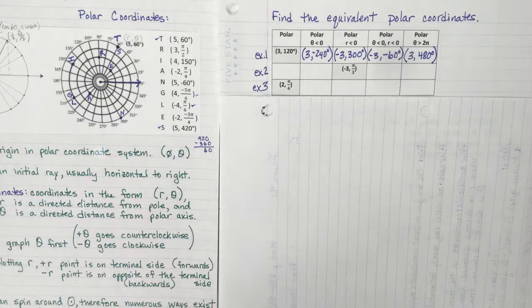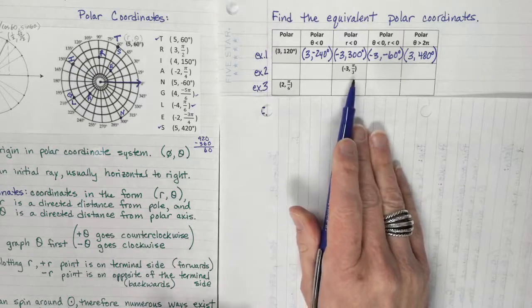Welcome back to part 2 of our video of section 9.1 on polar coordinates. We're going to finish filling in this chart. So what I've given you on example 2 is the polar coordinate (-3, pi over 3) right here. So let's find out where that is.